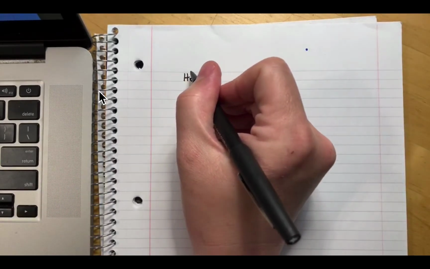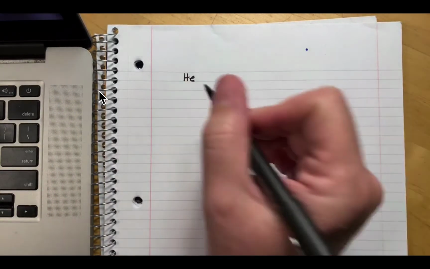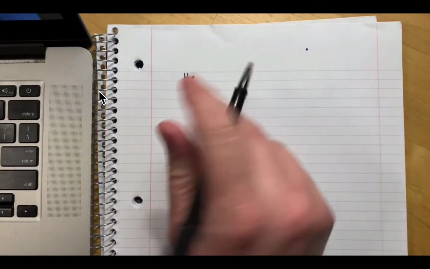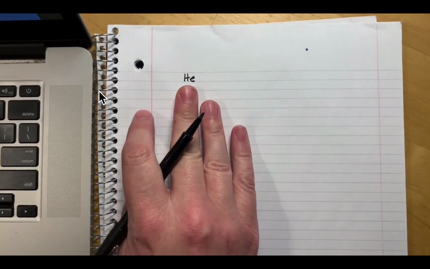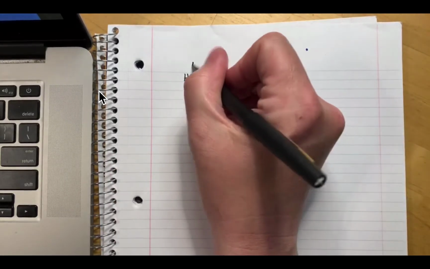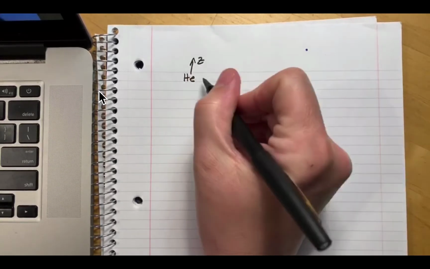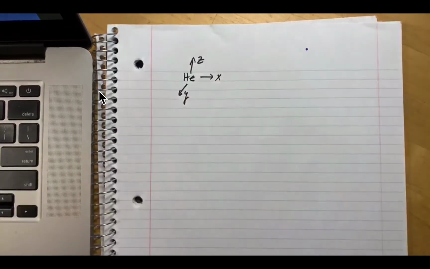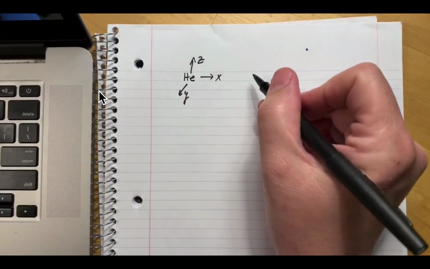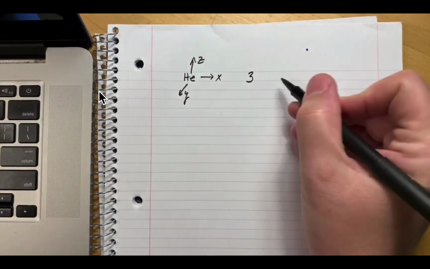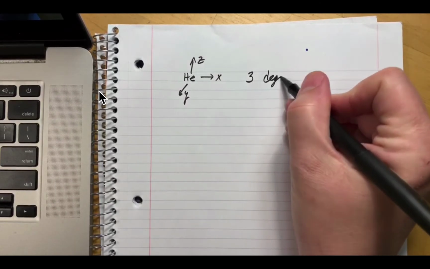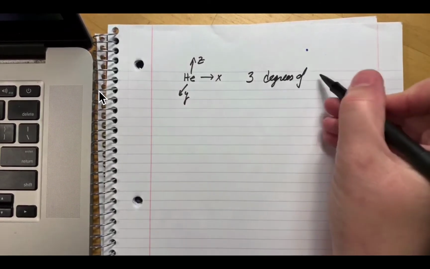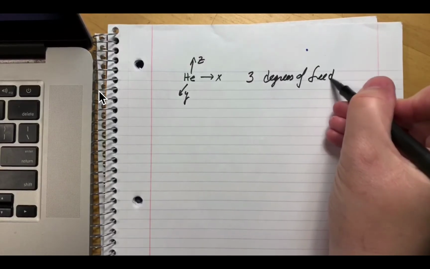So the helium atom has what's called 3 degrees of freedom. If I had a container with just a single helium atom in it, the helium atom could move in the z direction, the x direction, and the y direction. So this atom has 3 degrees of freedom.